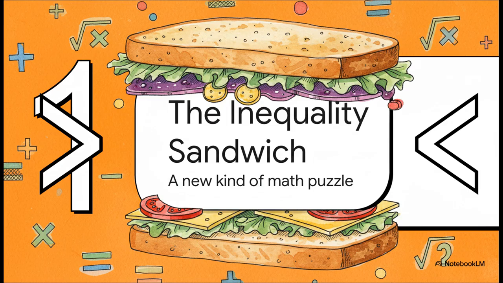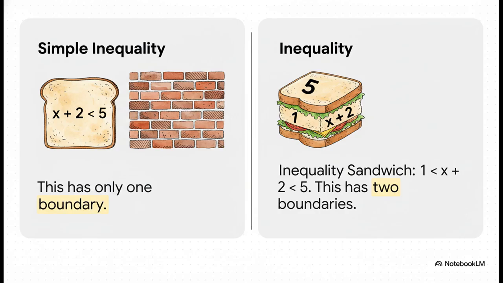Section 1, the inequalities sandwich. We need to start by understanding what makes this a new kind of puzzle, and you'll see why that sandwich name makes perfect sense. Now, over on the left, you see a basic inequality, something you've probably seen a bunch of times. x + 2 < 5. Pretty simple, right? It's got one boundary.